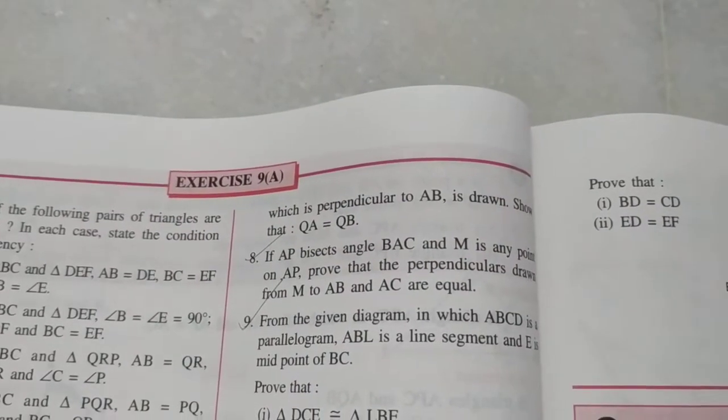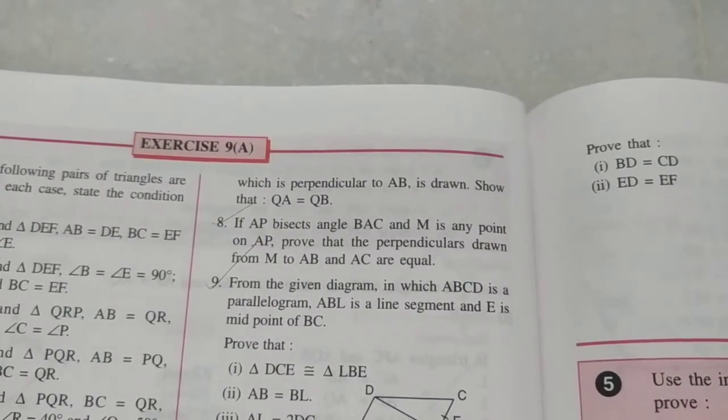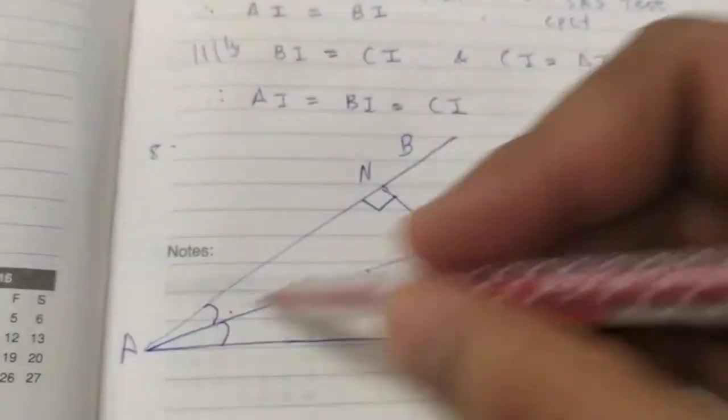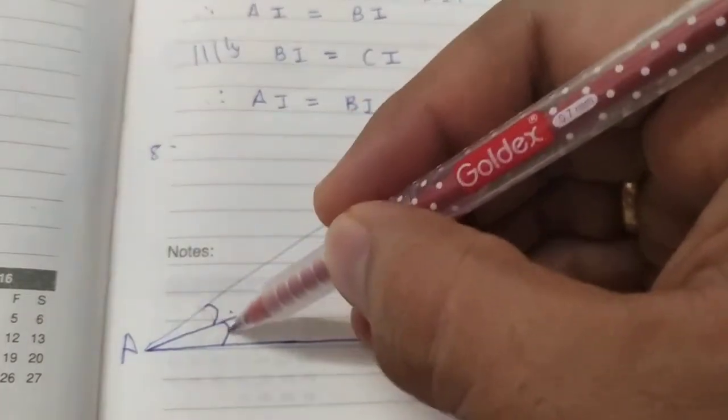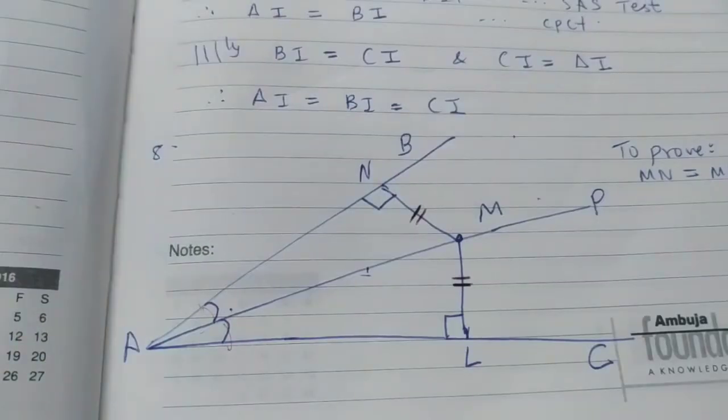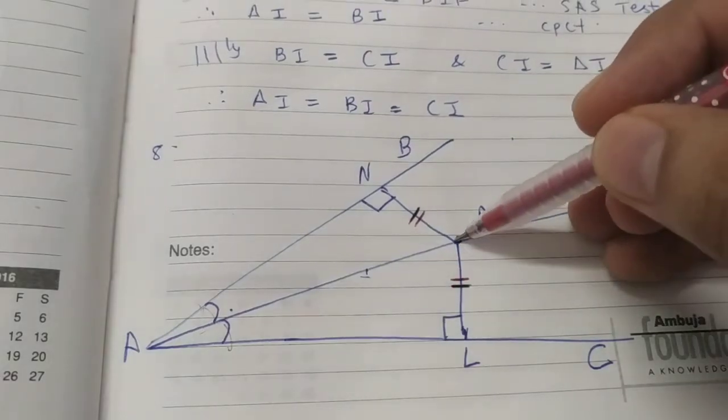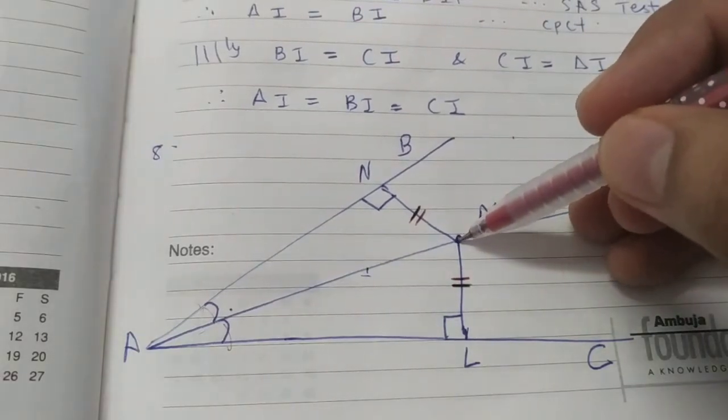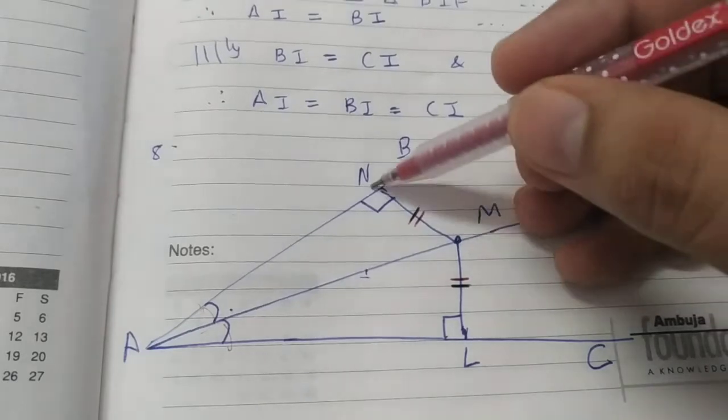Next, the eighth sum. This is the question. Now, in the question, what is given is that AP is an angle bisector. That means this angle is equal to this angle. Also, there is a point M, and we have to prove that MN is equal to ML.